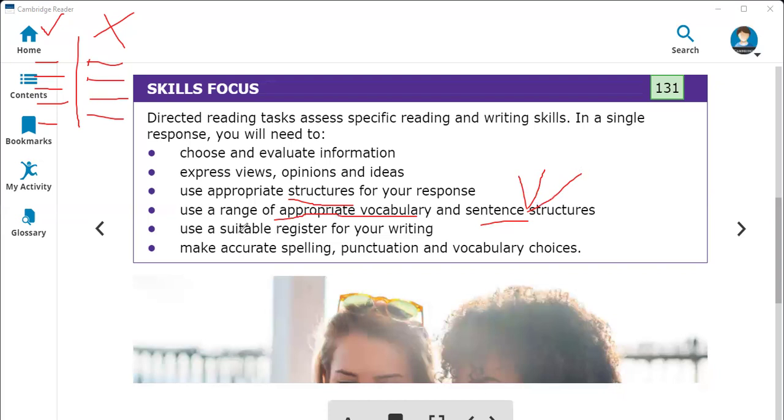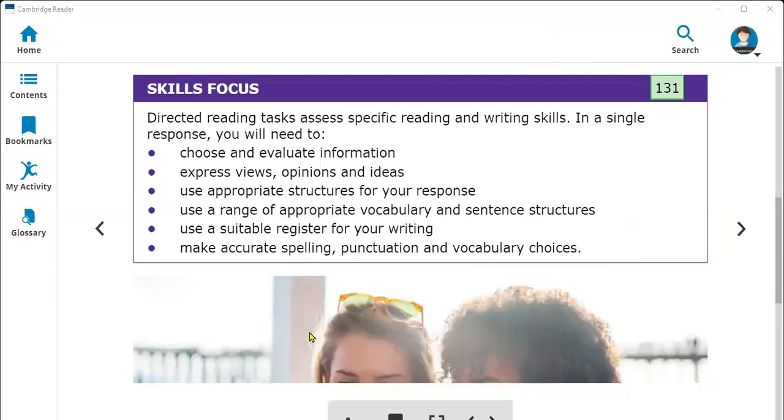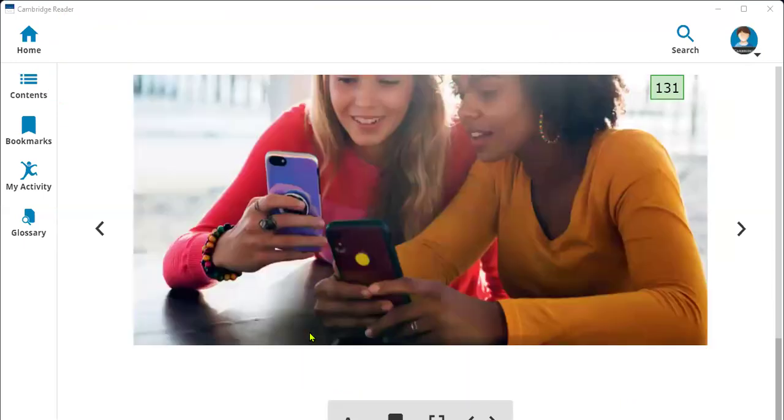Then we see how to use a suitable register, the way of writing, and then our spelling and punctuation should be correct, and our vocabulary should be fine. So how can this all happen? This all can happen if we plan things effectively before writing. Before writing, we should be clear about what our viewpoints are on the given topic, and what the idea is on which, as a writer, you are going to write. So you should be very clear about your own ideas.